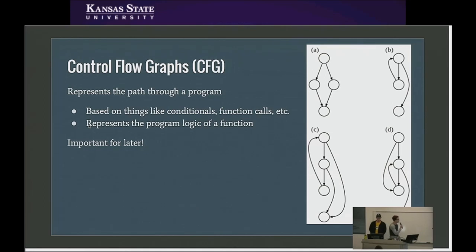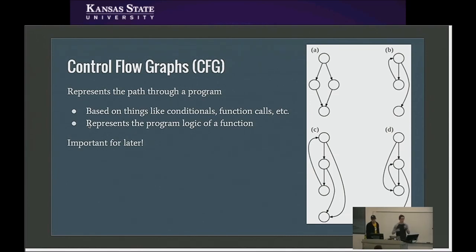Okay, so what we have to remember here is that they're comparing code at a binary level, which means they have to have some sort of representation of the vulnerable function that they want to check against and the functions that they're checking. If you remember from other presentations, they talked about control flow graphs, where it's based on things like conditionals, function calls, basically any way that the program can run through. And it represents the logic of a function.